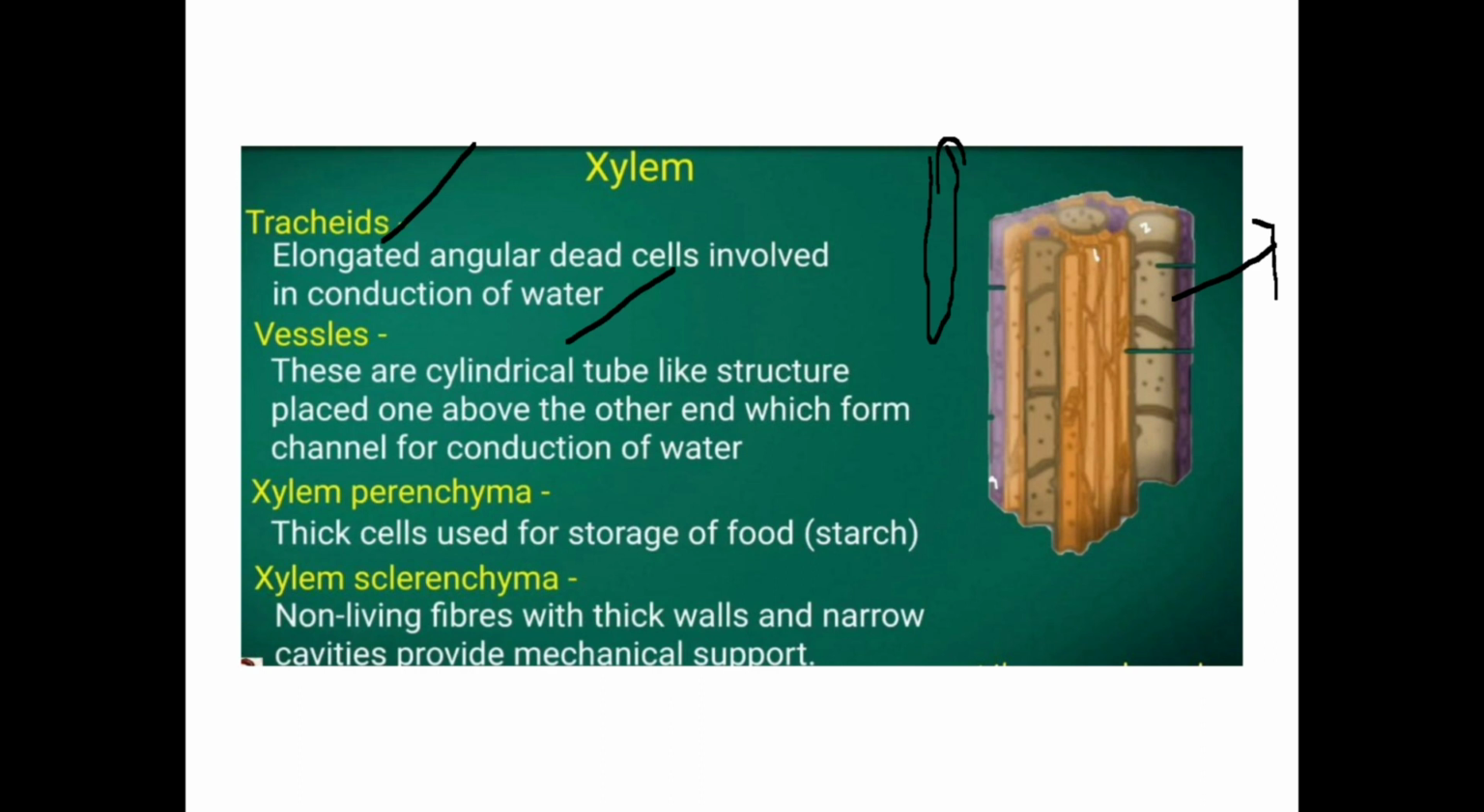The next one is xylem sclerenchyma. Sclerenchyma is non-living fibers with thick walls and narrow cavities that provide mechanical support. So it is not only for conduction: xylem parenchyma stores food and xylem sclerenchyma provides mechanical support. So these are the functions of xylem, or the different types of cells present in xylem: xylem tracheids, xylem vessels, xylem parenchyma and xylem sclerenchyma.